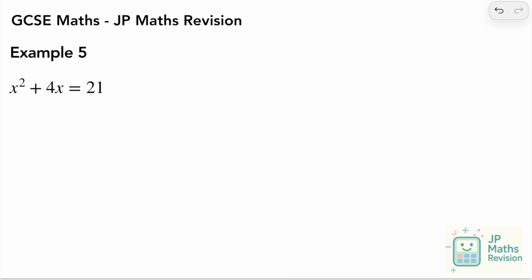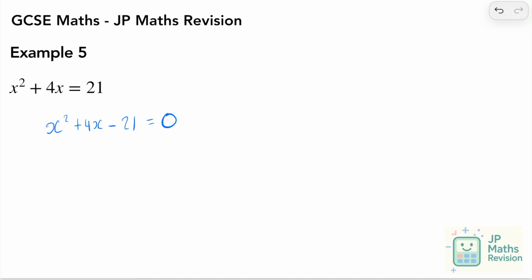This one here is a bit different because it's not equal to 0. So the number one rule when you're solving quadratic equations by factorising, they have to be equal to 0. So this thing is not equal to 0, so we need to make it equal to 0. So at the moment it's equal to 21, so to get rid of that 21, we need to minus 21 from both sides. So we end up with x squared plus 4x minus 21 equals 0.